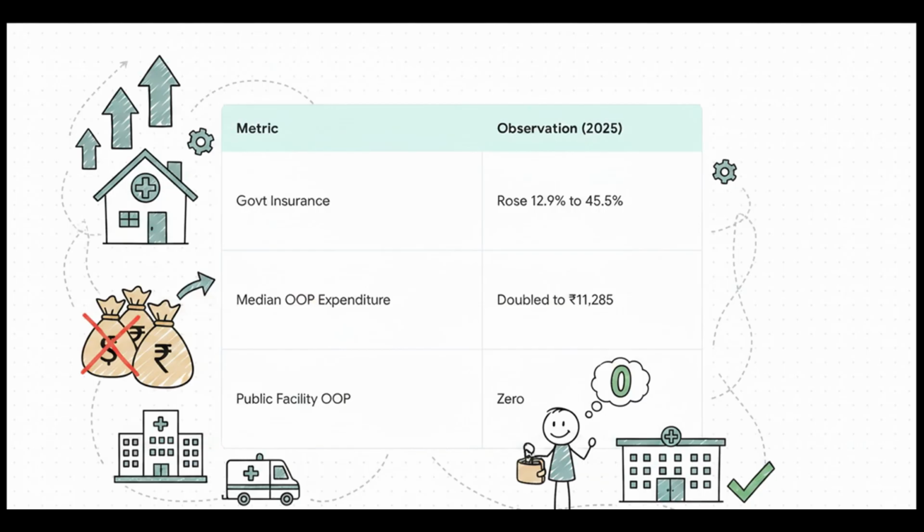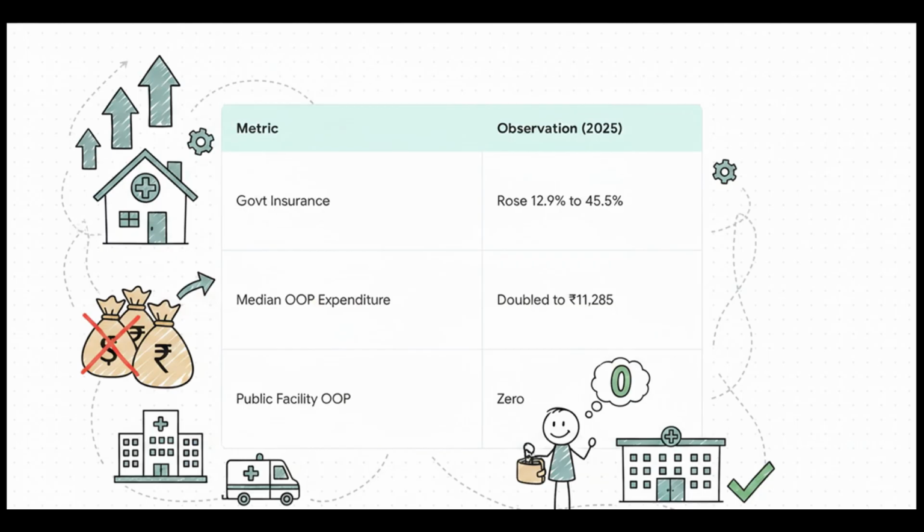Basic logic says that out-of-pocket healthcare costs for these citizens should plummet, right? Well, paradoxically, they didn't. The median out-of-pocket expenditure per hospitalization actually doubled to 11,285 rupees. This highlights a massive systemic over-reliance on the private sector, where insurance coverage just isn't mitigating predatory pricing or ancillary costs.